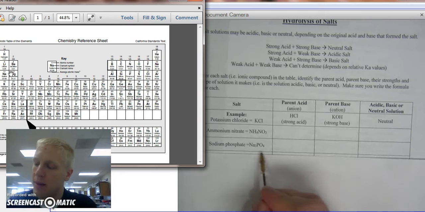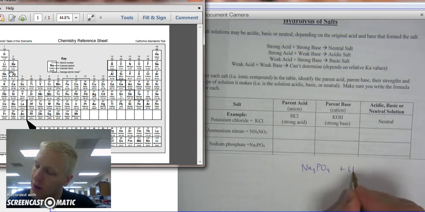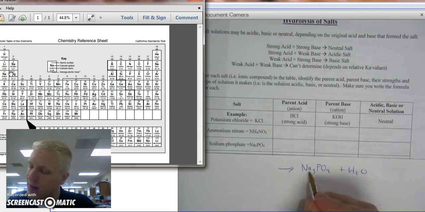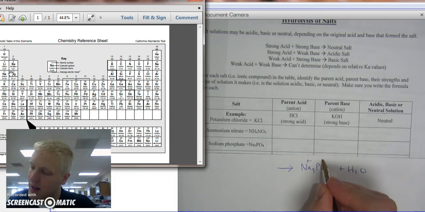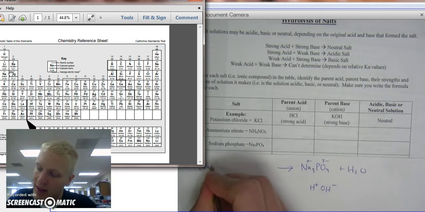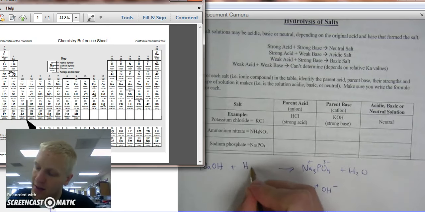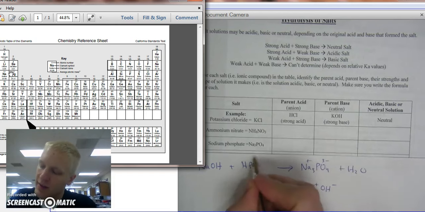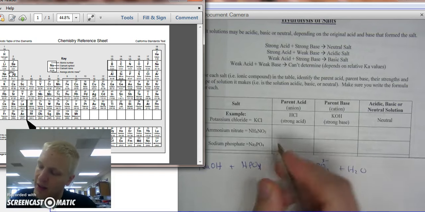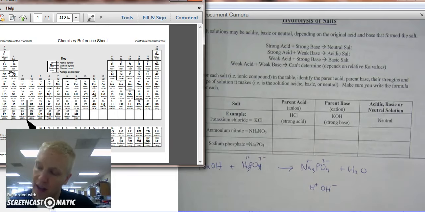Sodium phosphate. Alright, that's our salt, Na3PO4, plus water. And originally, this is plus and this is 3 minus. We've got H plus, OH minus. This sodium plus is going to go with the OH, so that's NaOH. And this phosphate is going to go with hydrogen. Oops, that's a phosphide I wrote. 3 minus, 1 plus, you crisscross it, it's H3PO4.